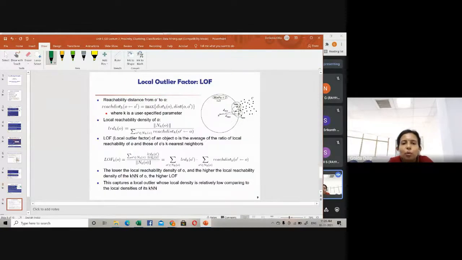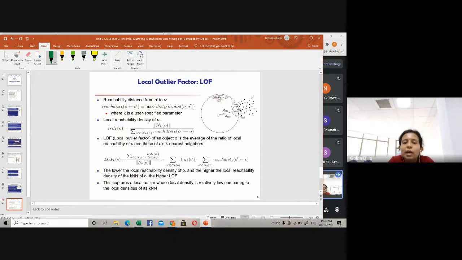Now coming to the reachability formulas as far as density-based outlier detection is concerned. The problem is that when we use distance-based measures, the statistical fluctuations associated with the distance measure will be very high.